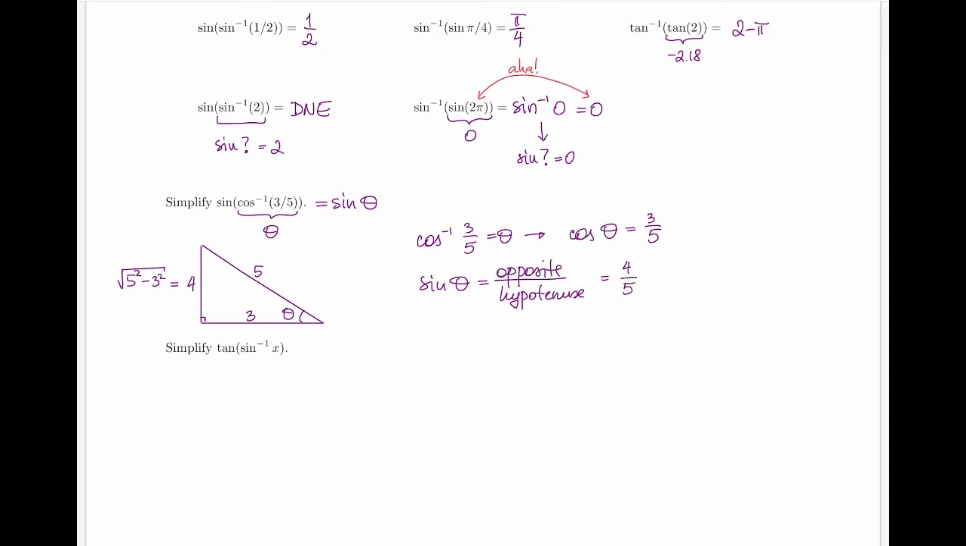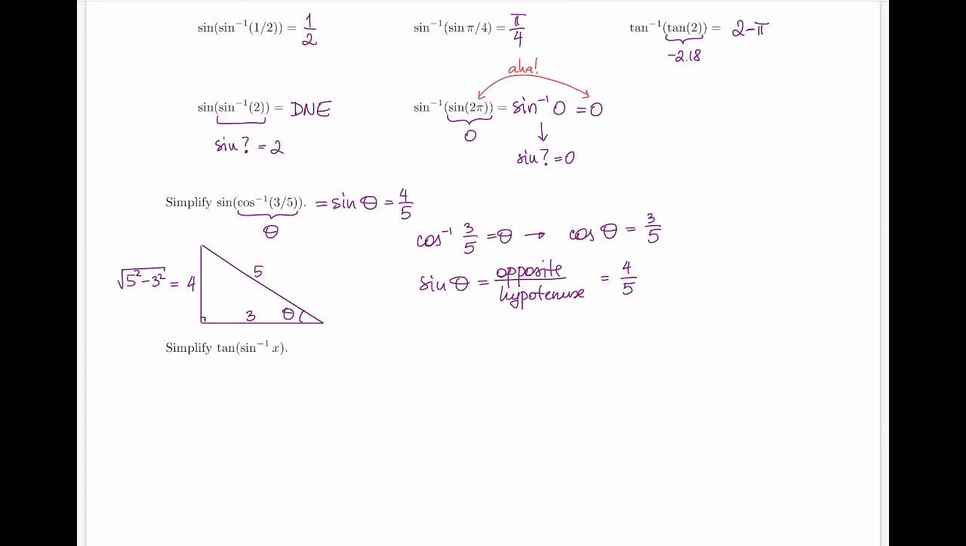So my sine of theta, which is the thing that I was trying to compute in the first place, is 4/5. So my final answer here is 4/5. Drawing a simple triangle is a very, very powerful tool in this case.